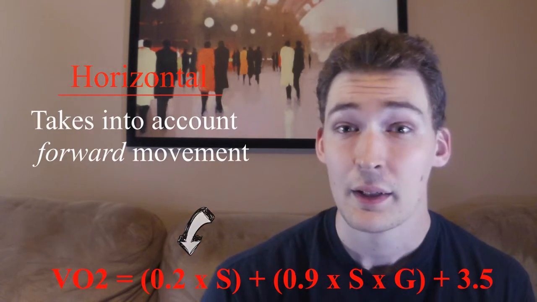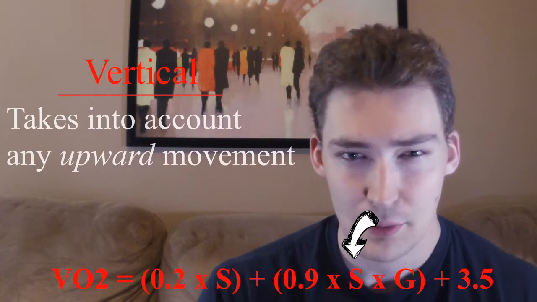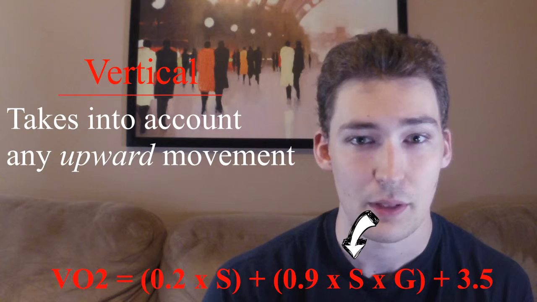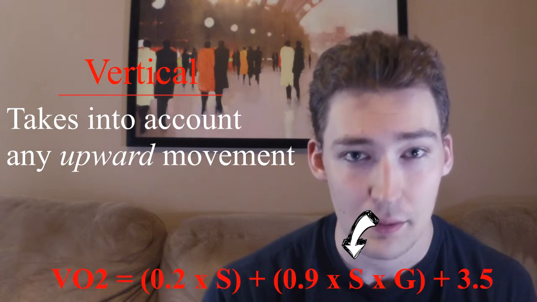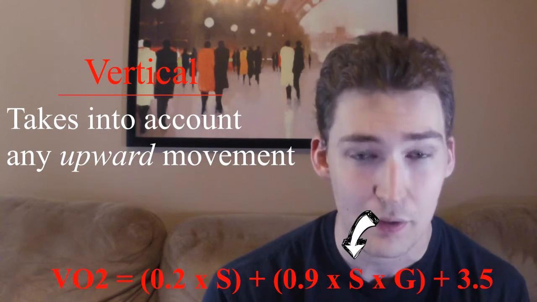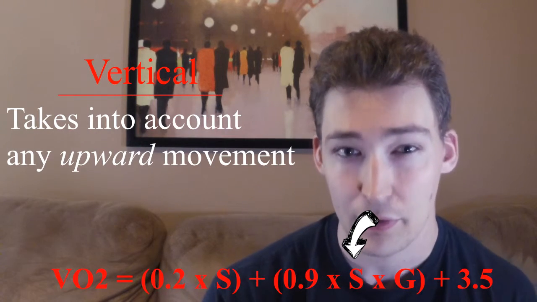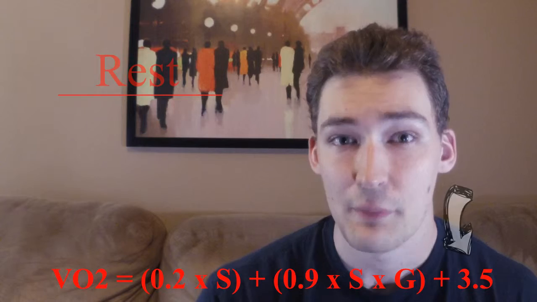Pretty simple. And the vertical portion is going to take over any sort of gradation that you might put on the treadmill. It also takes into account the outdoor running. I'll explain that a little bit in the next section, how to manipulate the vertical portion so that you are accounting for different variables that you might not see on the treadmill. And finally, the resting portion.